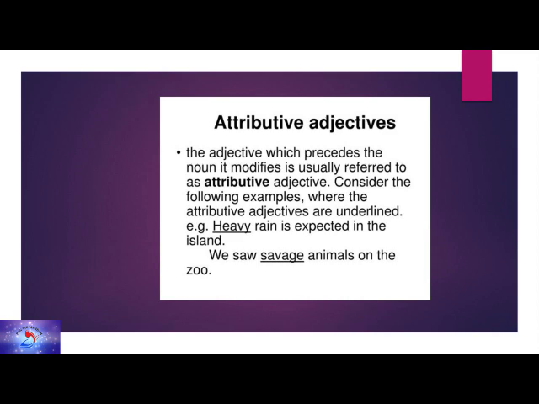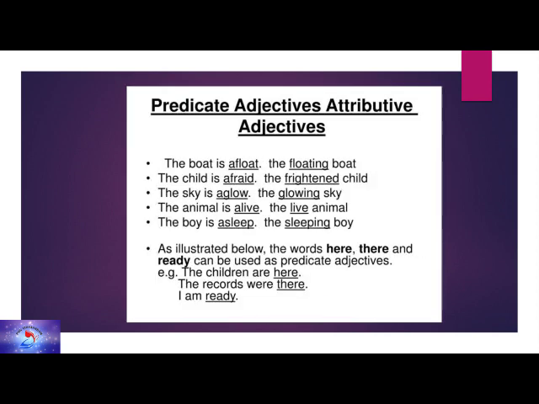So now we'll just see an example. The boat is afloat. You can just see here it is predicative because it is mentioned as afloat. And here, the floating boat. So here it comes before the noun, so it is attributive, and when it comes after the noun, it is predicative.